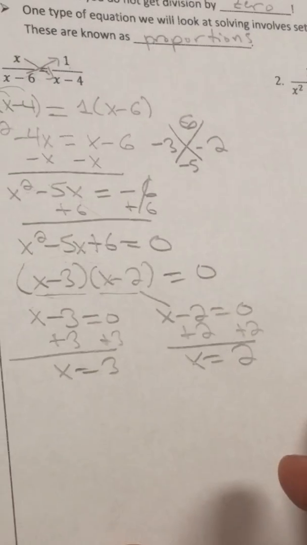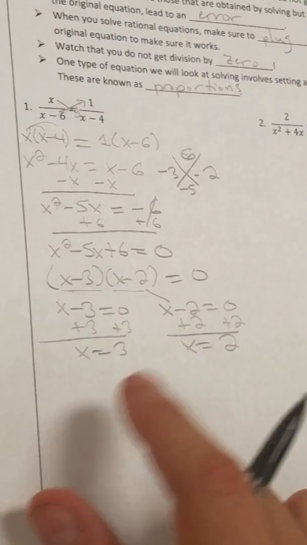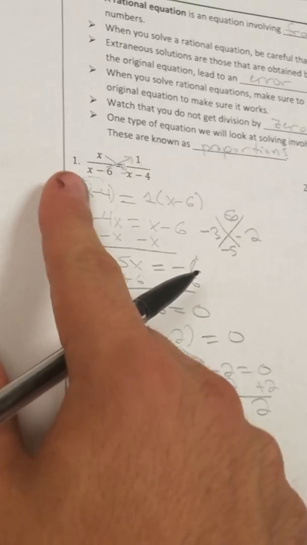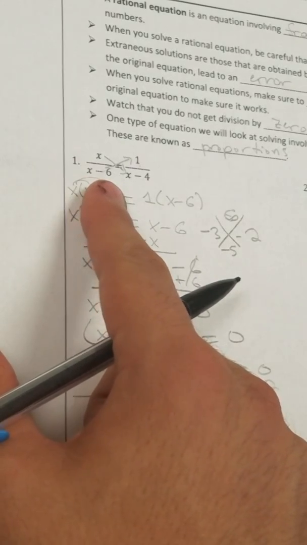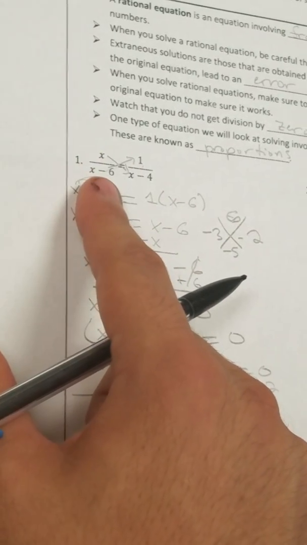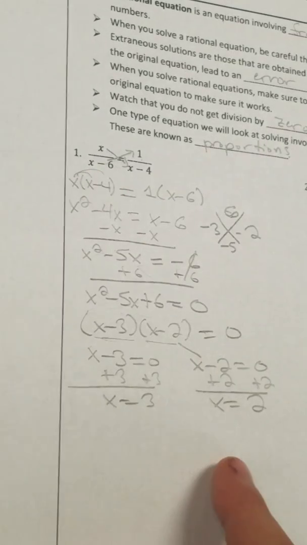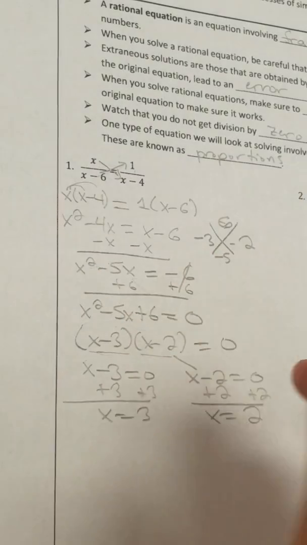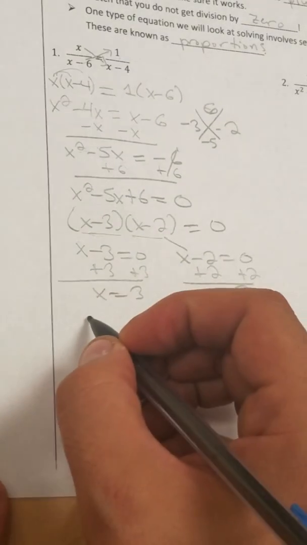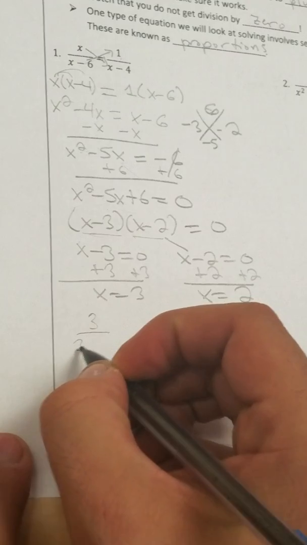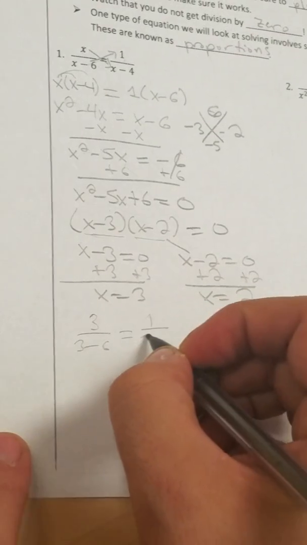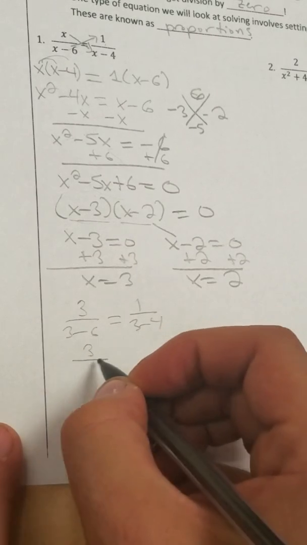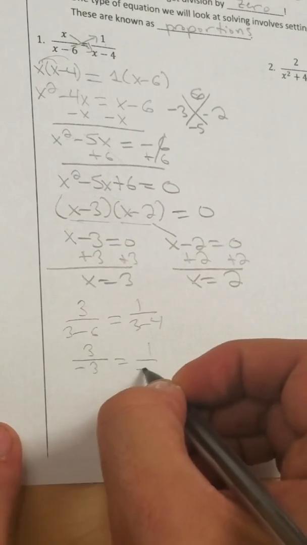Make sure that you don't get any extraneous solutions. So we're going to plug those guys in to the original, just to make sure. So if we get 3, we get 3 over 3 minus 6. All right, so we don't get division by 0. And then if you plug in 1 over 3 minus 4, you don't get division by 0, so that's fine. So let me show you how that works. We just plug it in. So we get 3 over 3 minus 6 equals 1 over 3 minus 4. And this is 3 over negative 3 equals 1 over negative 1.